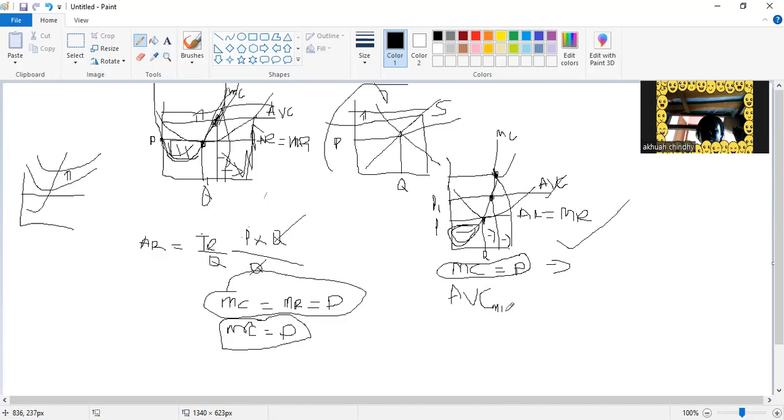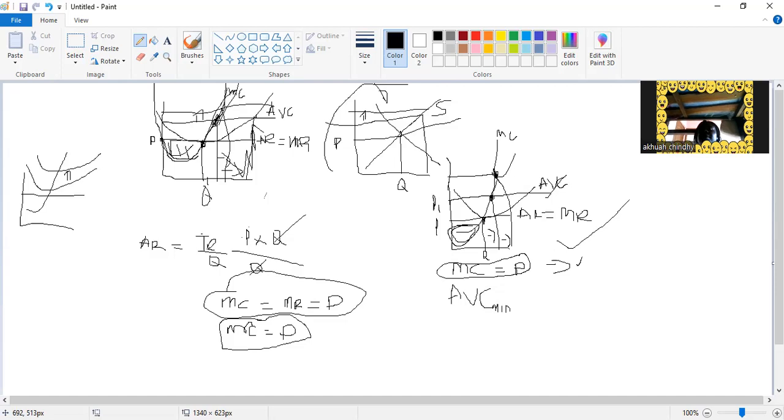So first I need to find this one first, then we'll come and find this. So let's look at the cost. How do you find marginal cost? Marginal cost is the change in total cost divided by the change in quantity.